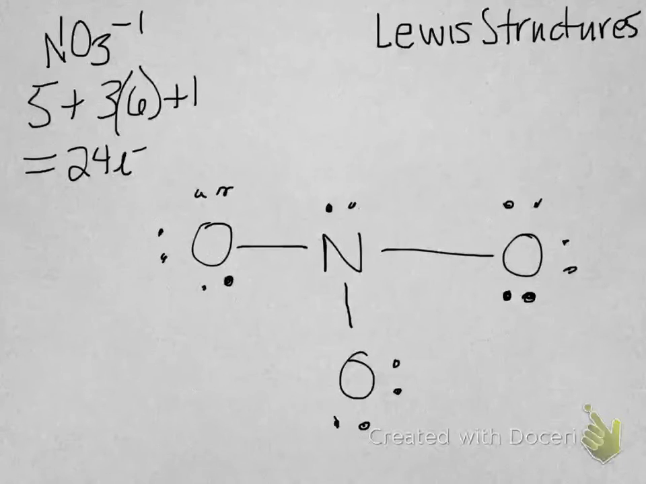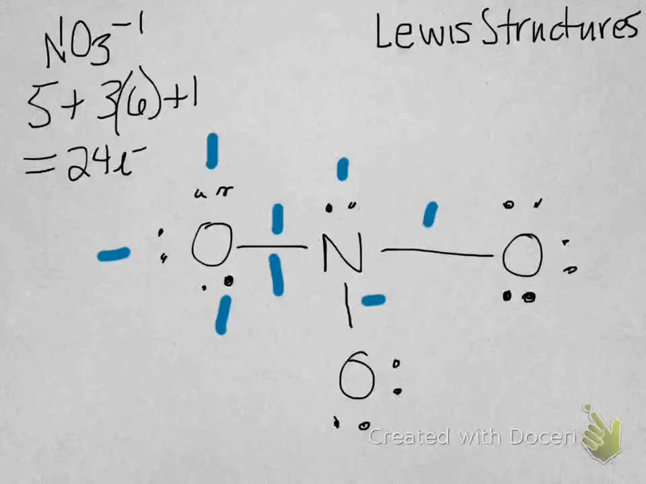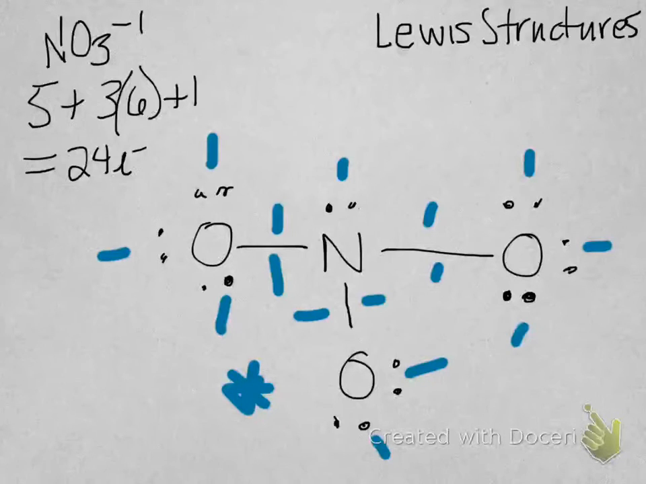So now I'm going to check my octet rule. So I have 2, 4, 6, 8 for the nitrogen. If I look at the oxygen here, I have 2, 4, 6, 8 for that oxygen. I have 2, 4, 6 for that oxygen, so that's one we have to deal with. And I have 2, 4, 6, 8 for that oxygen.